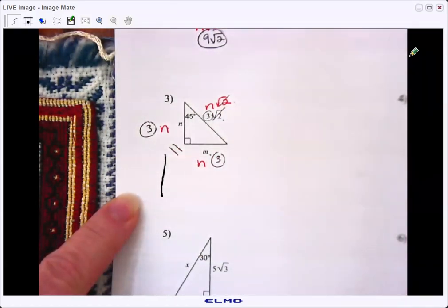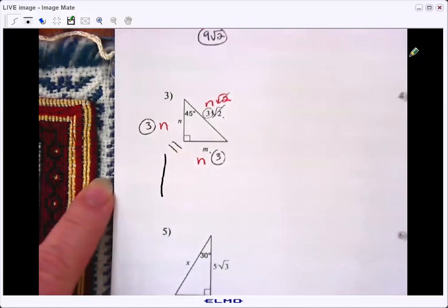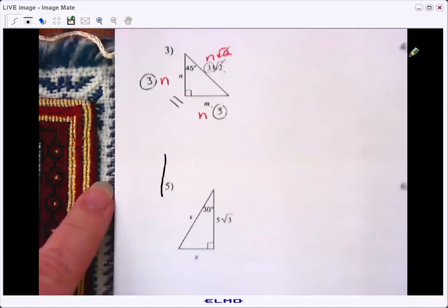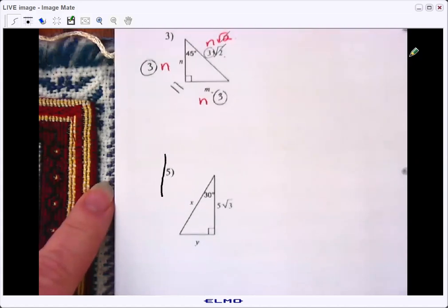Number 4 is a 30, 60, 90. Number 5, 6. So we'll jump down to number 7.